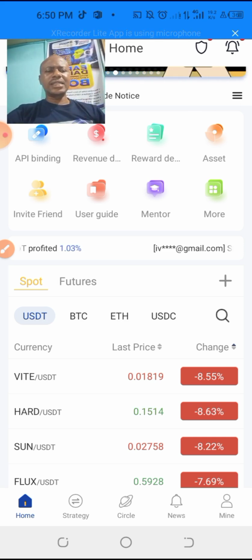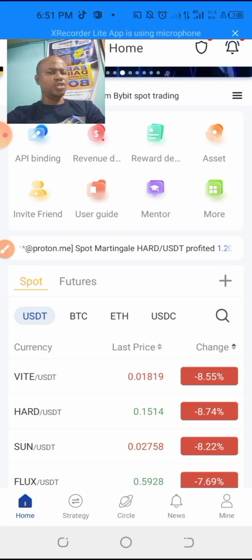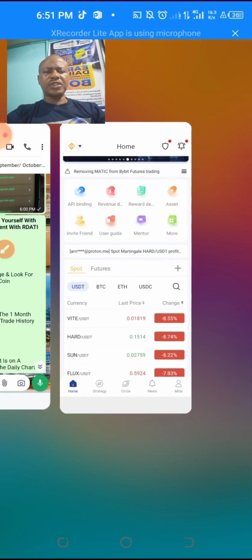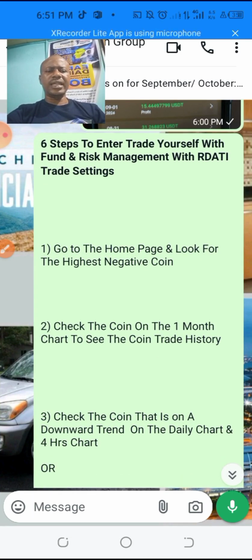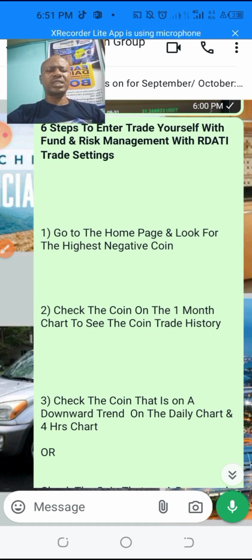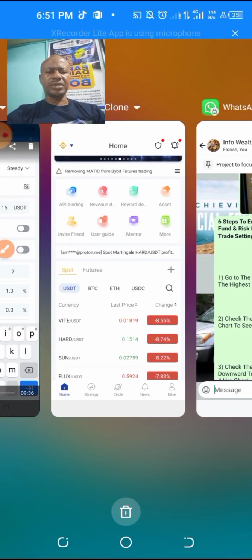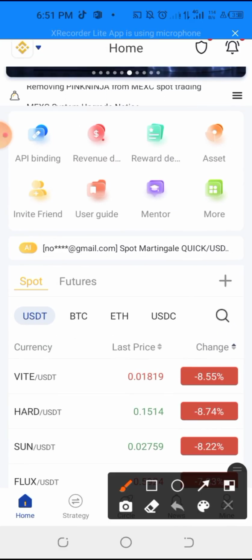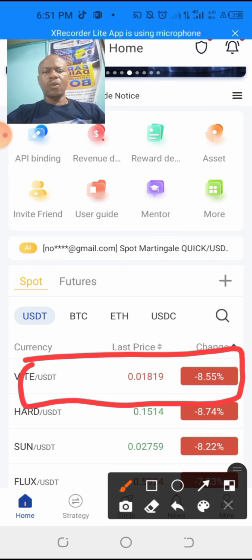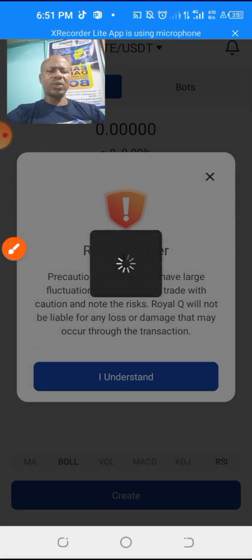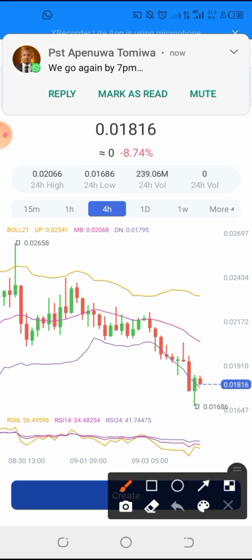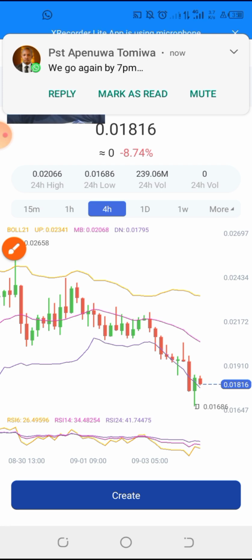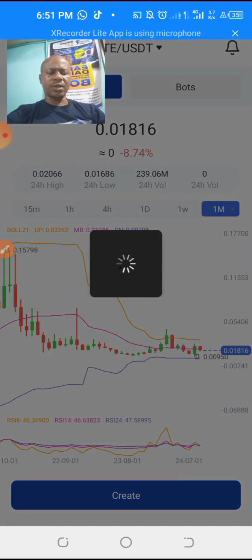So the higher the negative a coin is, the more profit it can give you when you want to enter the trade. Now, after you have identified the highest negative coin, the next thing for you to do is check the coin on the 1 month chart to see the coin's trade history. So you tap the coin in the middle. I want to know how long this coin has existed. I don't like trading coins that are new. I will go to the 1 month. You go to more. I want to see how long this coin has existed.